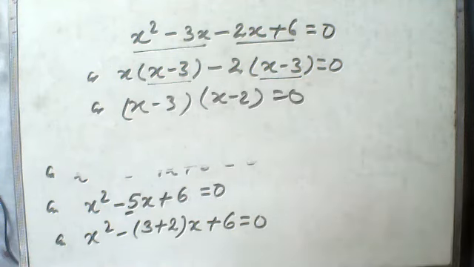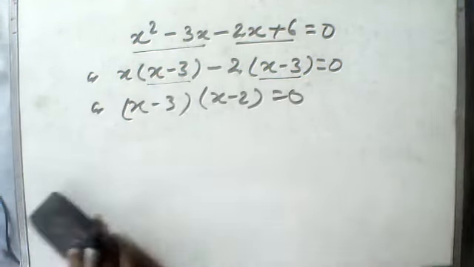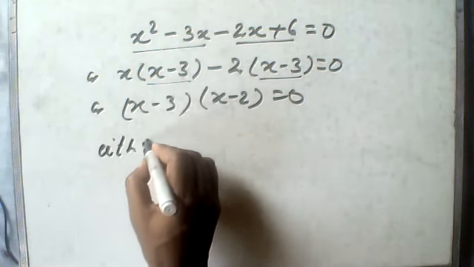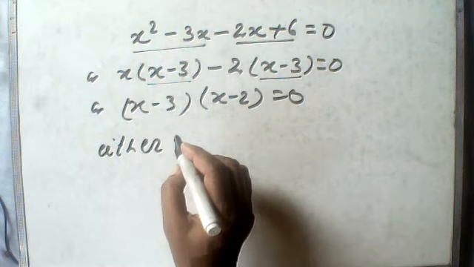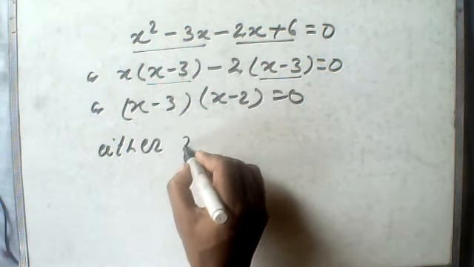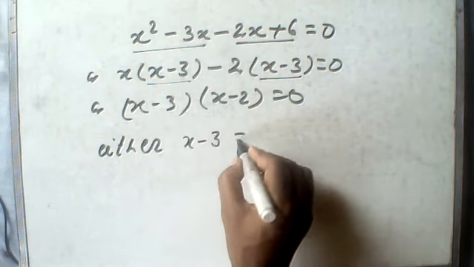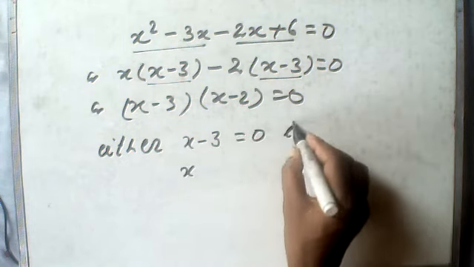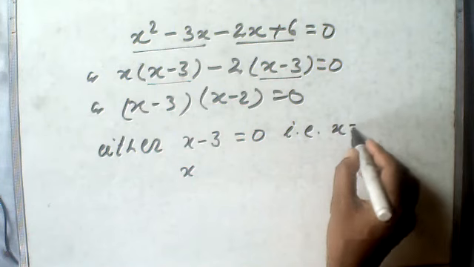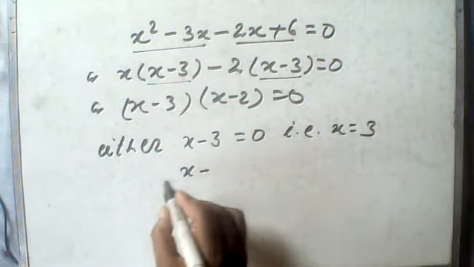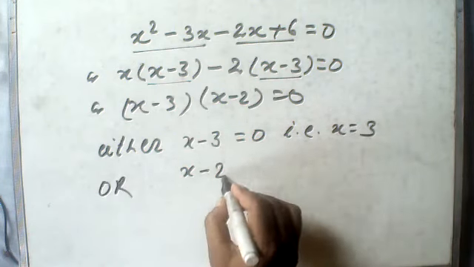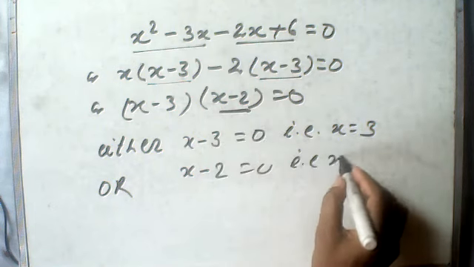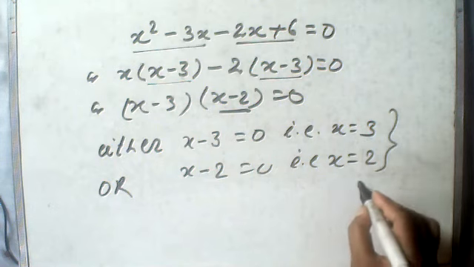Again we solve this using the zero factor property. x minus 3 is equal to 0, that is, x is equal to plus 3, or here x minus 2 is equal to 0, that is, x is equal to 2. So we have two solutions.